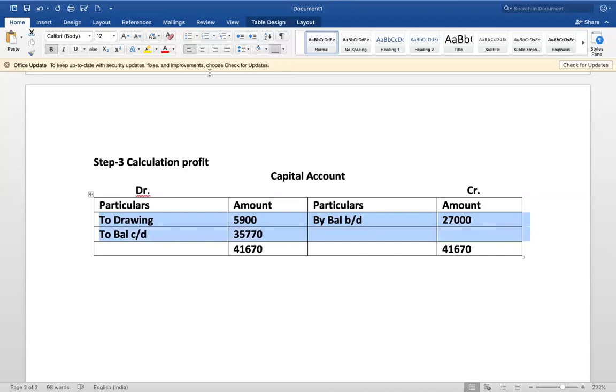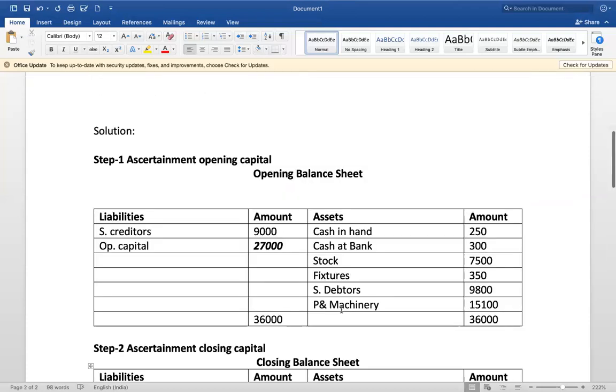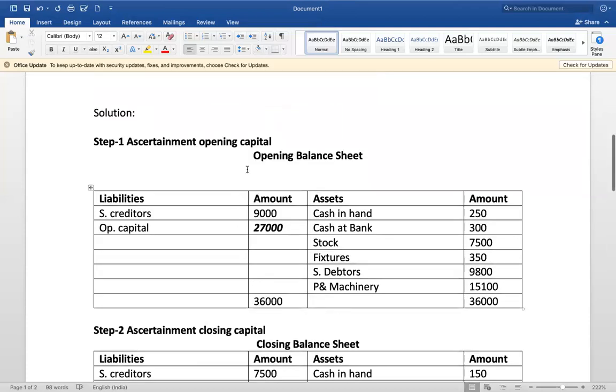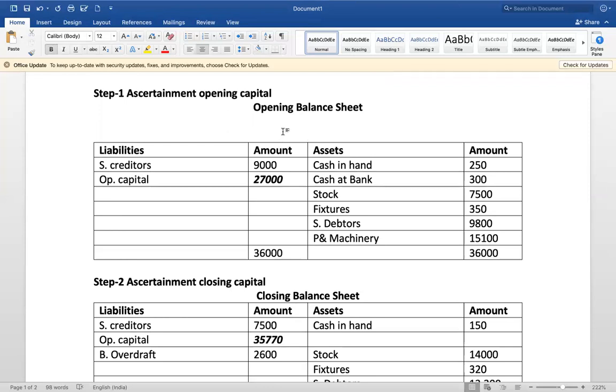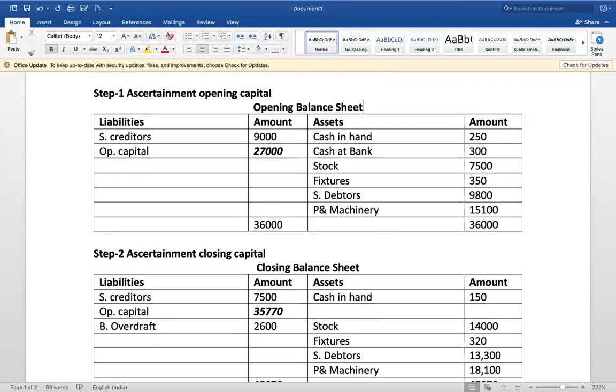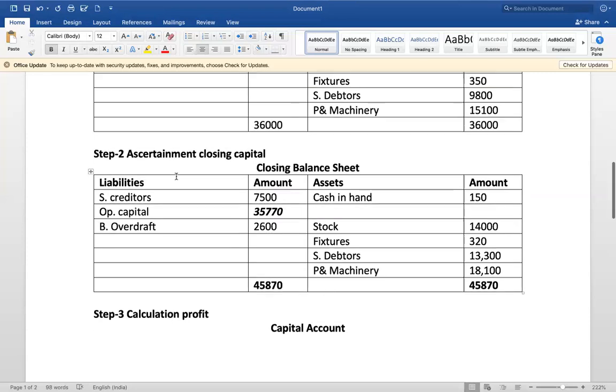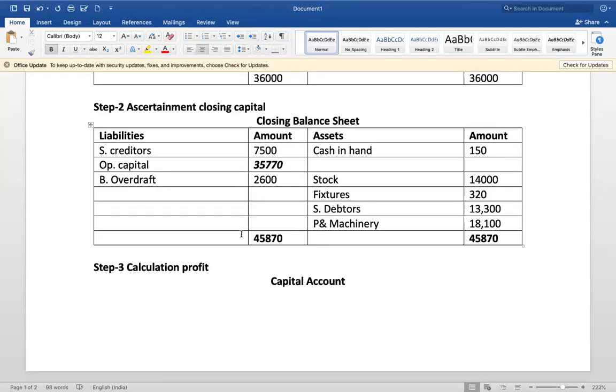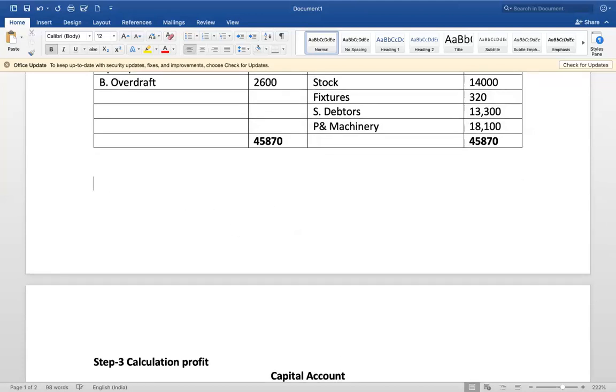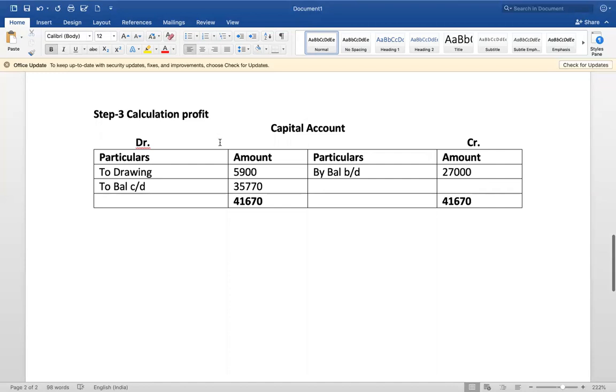It is as simple as that. To ascertain the profit under single entry system, step one, ascertain the opening capital by preparing the opening balance sheet. Then ascertain the closing capital by preparing the closing balance sheet. Then step three, calculate the profit by opening the capital account, with opening balance sheet credit, closing balance sheet credit, any drawings you will add, and any additional capital you will credit.